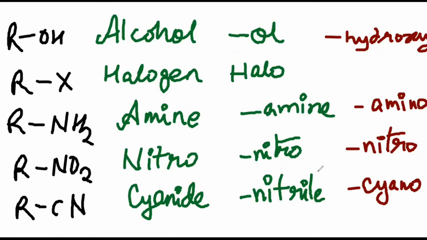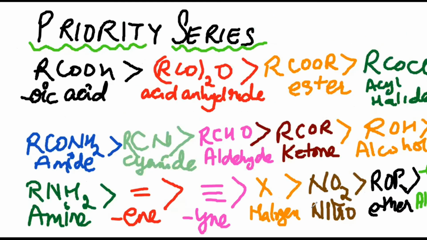अगर सेकेंडरी है, then it will be called as a hydroxy. Then RX, that is halogen. Halogen halo ही कहलाता है, चाहे whether it is a primary or a secondary. RNH2, that is amine. Amines, amine or amino. Nitro, nitro is always known as a nitro. But cyanide, when cyanide is there, then it will be known as a nitrile. Otherwise, if it is a secondary, means some carboxylic acid or some another group is present, then it will be known as cyano. Now, this is the priority series.